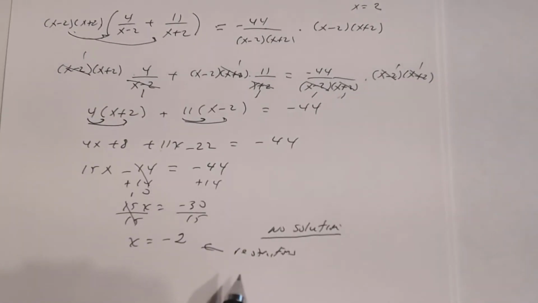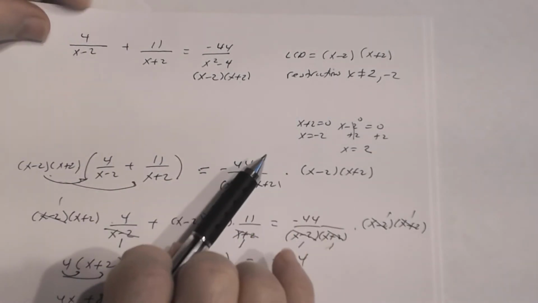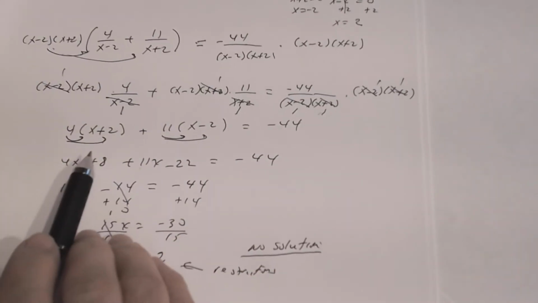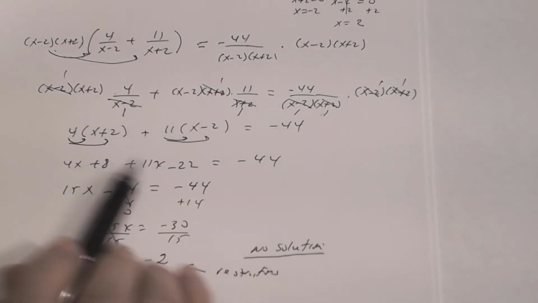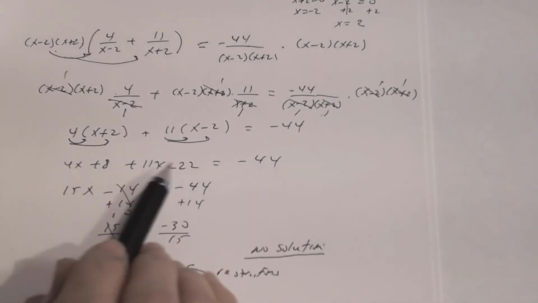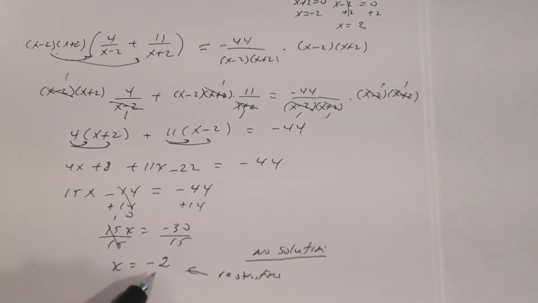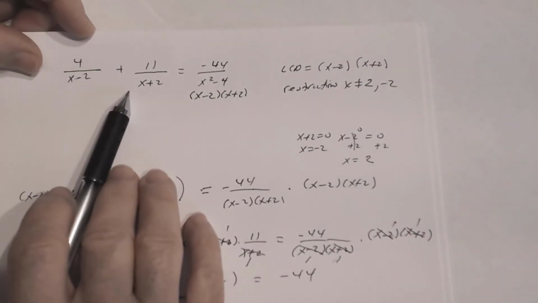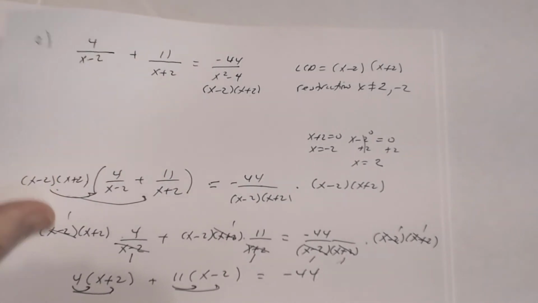That's the reason why when you have a rational equation, you have to list the restrictions, because when you solve these equations that you end up obtaining, what you end up with may not actually be a solution to the original. So you just got to be careful when you have rational equations.